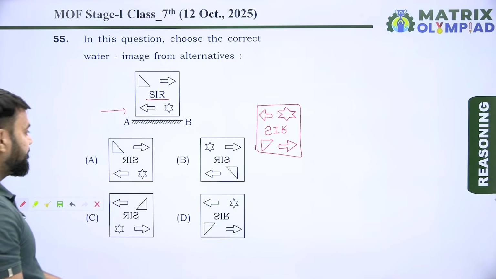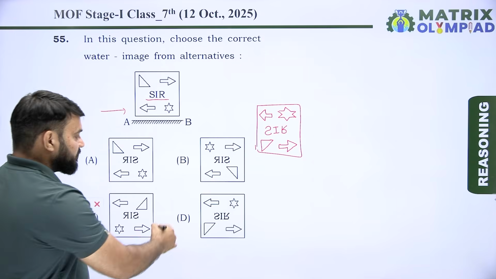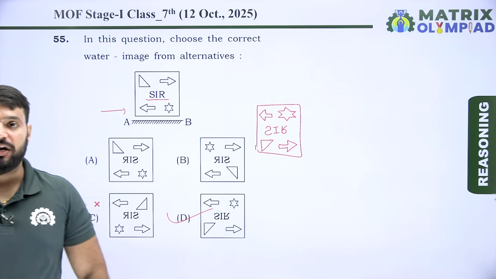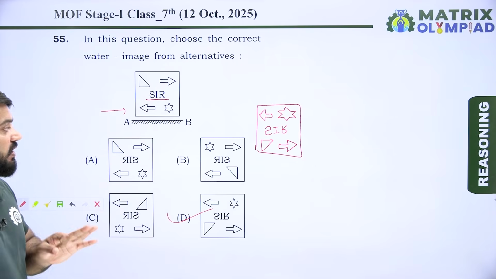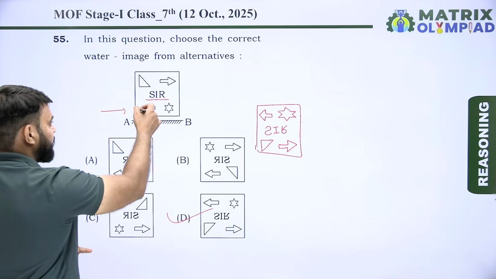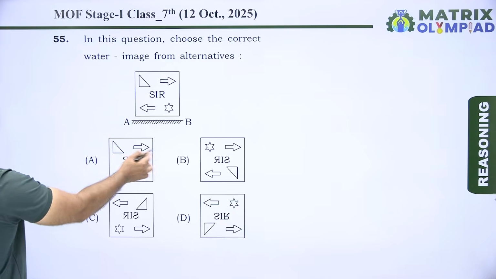So here option D is the correct mirror image of the given figure. So option D shows the correct mirror image of the given figure. So here option D is the correct answer of this question. Let's move on to the next question.